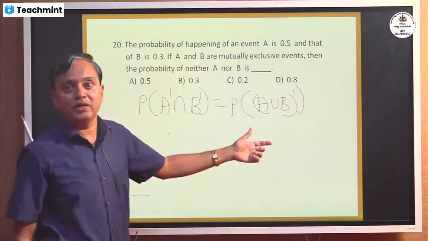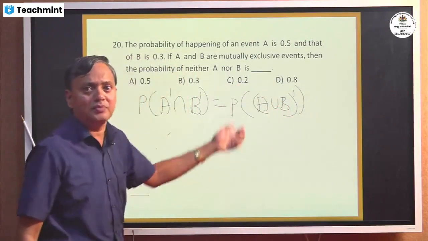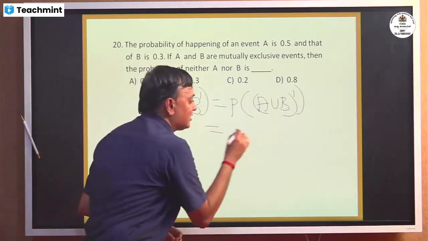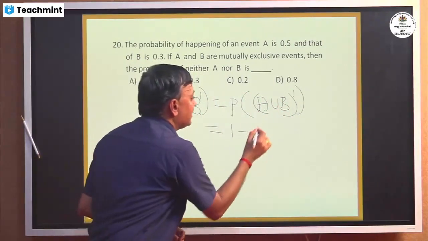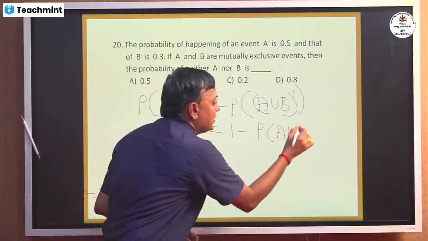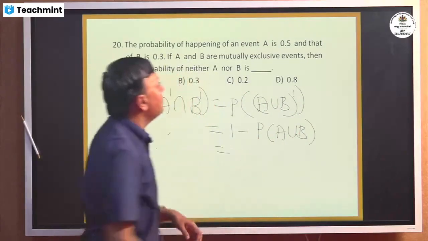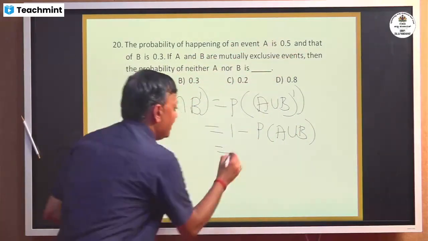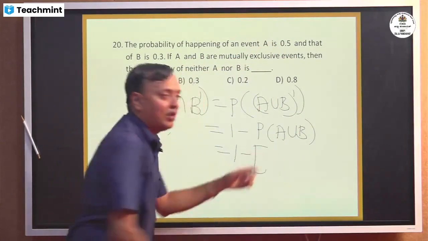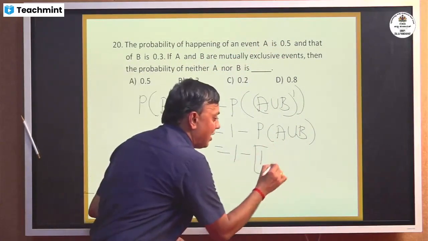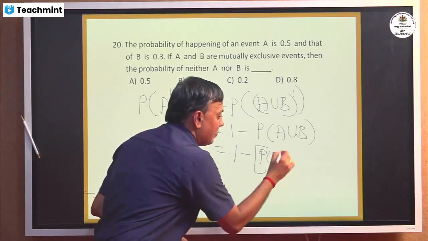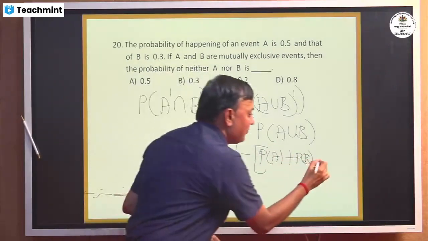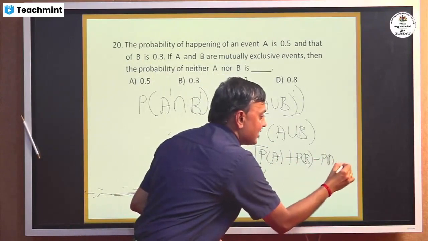What is probability of A union B dash? It means probability of not A union B. Probability of not A union B is 1 minus probability of A union B. But here A union B is not given. Here probability of A and probability of B are given. So this is equal to 1 minus, what is probability of A union B? Probability of A plus probability of B minus probability of A intersection B.